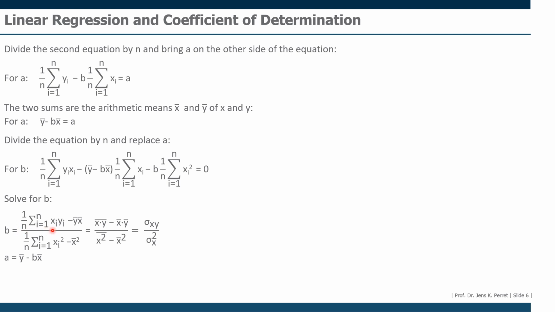Because this part in front is nothing else than the average of x times y. Here we have average of y times average of x. Down here, this is nothing else than the average of x squared. This is just the average of x to the power of 2. So this gives us b. This formula, or rather that formula, gives us a.